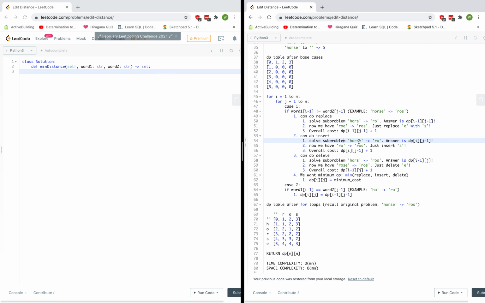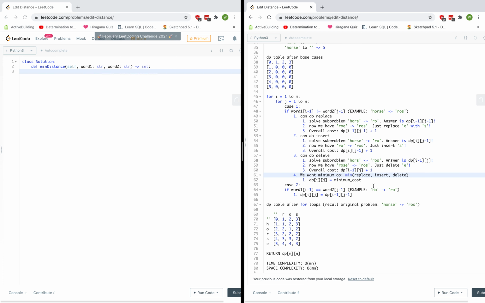For the insert operation, it's very similar. We want to solve the subproblem horse to ro. And the answer is already calculated for us. We already did that in the past, so we're just going to look into our DP table and fetch it. No complicated, very time-consuming calculations. So it's just dp[i][j-1]. Now we have ro to ros, and we just have to insert S. Overall cost is this. For a delete operation, we solve the subproblem hors to ros. Again, it's already in the DP table, and then we have ros to ros, just delete E, and the overall cost is dp[i-1][j] plus 1.